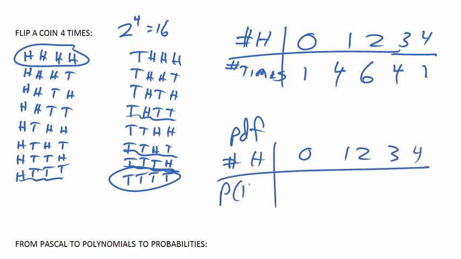And the probability of each one of those, since there were a total of 16 outcomes, becomes 1 out of 16, 4 out of 16, 6 out of 16, 4 out of 16, and 1 out of 16 again. All right, so I can get PDFs. I can flip a coin any number of times that I want to. Very clearly, this is growing exponentially in terms of the number of different outcomes. So I'm wondering if there is a bigger pattern that we can use.